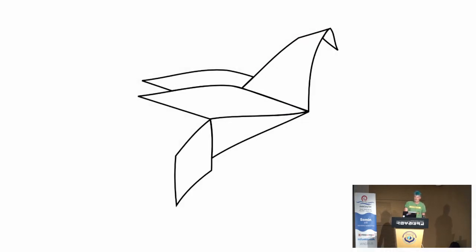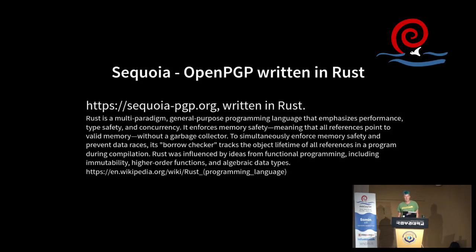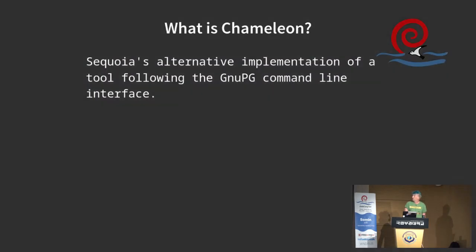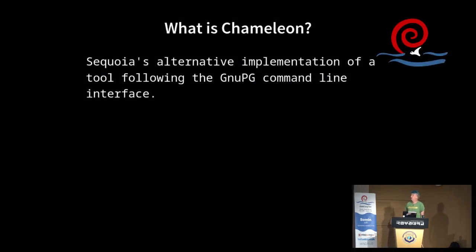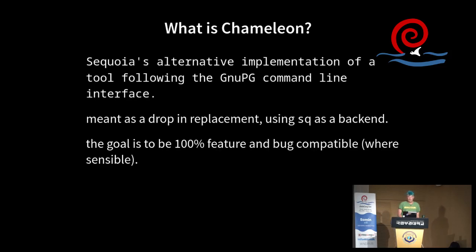This talk is about Chameleon, and Sequoia is OpenPGP written in Rust. Justus explained most of this. Why Rust is useful, I also don't really explain. This is from the web page. So what is Chameleon? Sequoia's alternative implementation of a tool following the gnupg command line interface. That's directly taken from the package description. It's meant as a drop-in replacement using sq as a backend. The goal is to be 100% feature and bug compatible, where sensible.